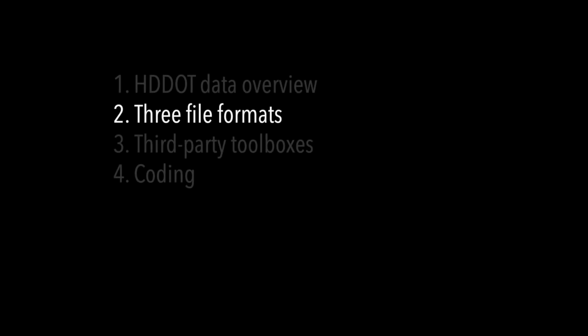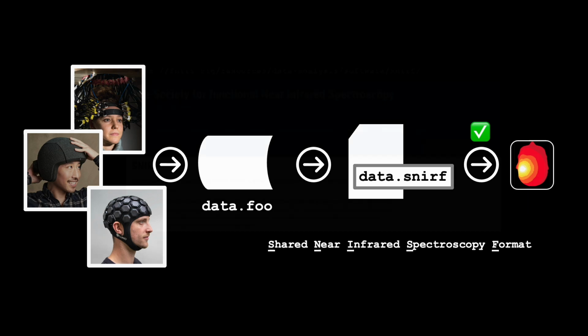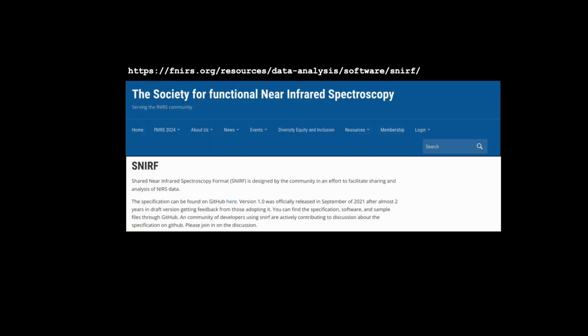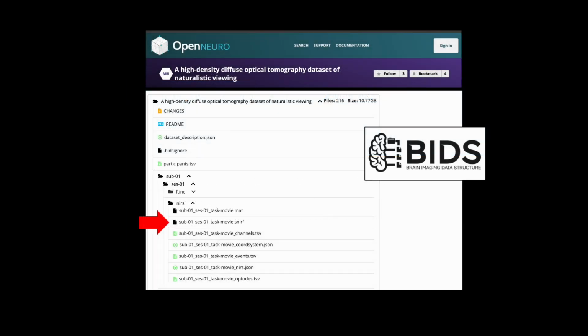A key design goal of NeuroDOT is to provide standard processing pipelines that can be used with a wide variety of data. To this end, NeuroDOT recognizes multiple raw data file formats that are commonly used in the imaging community. The first format is the shared near-infrared spectroscopy format, or SNIRF. SNIRF has emerged as the standard format used for optical imaging data. Support for SNIRF is included as part of the BIDS specification, which not only facilitates the development of analysis software, but also encourages data sharing.